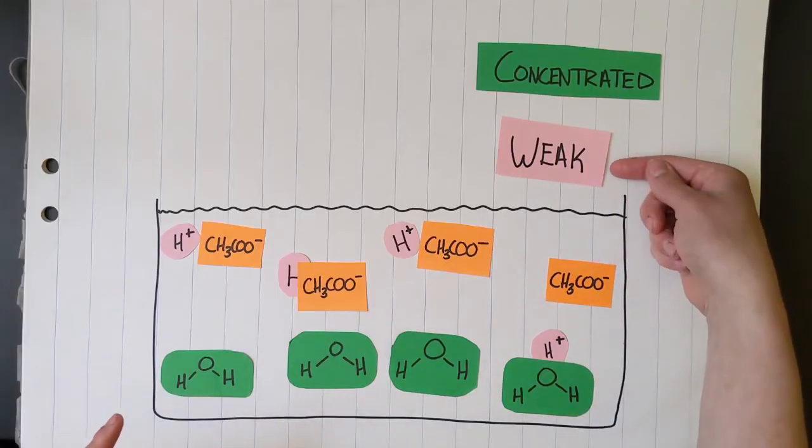And so for the acetic acid too, it is always a weak acid, regardless of whether I add a teaspoon to a swimming pool or a truckload to a bathtub. In both of those cases, it's a weak acid. The difference is whether it's concentrated or dilute.